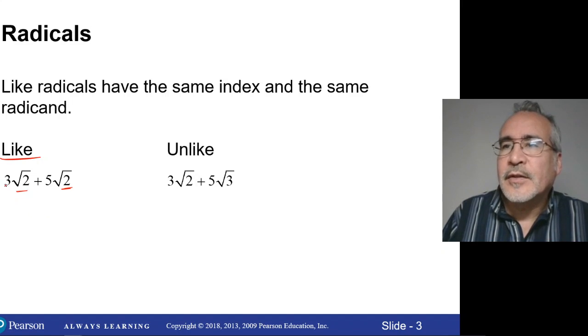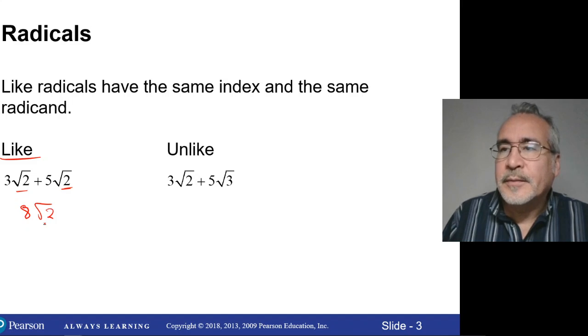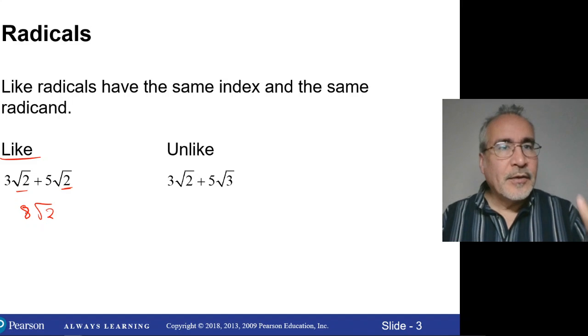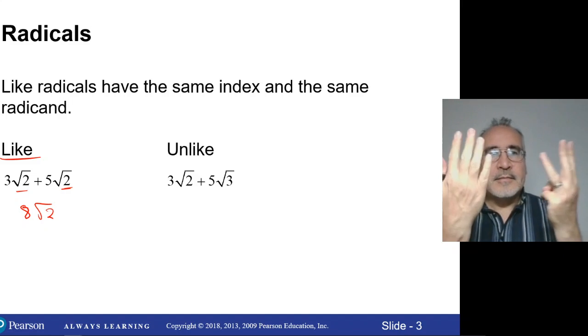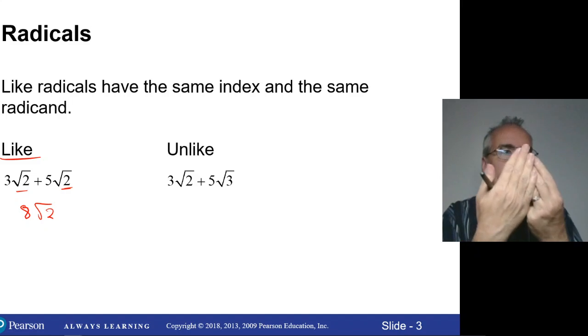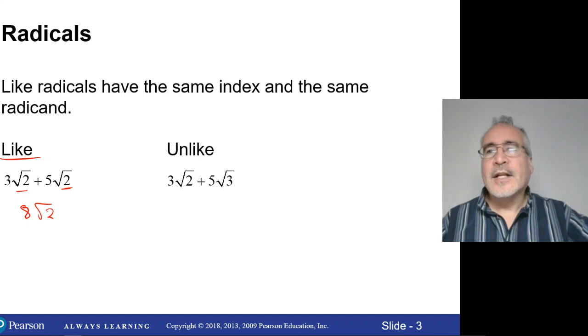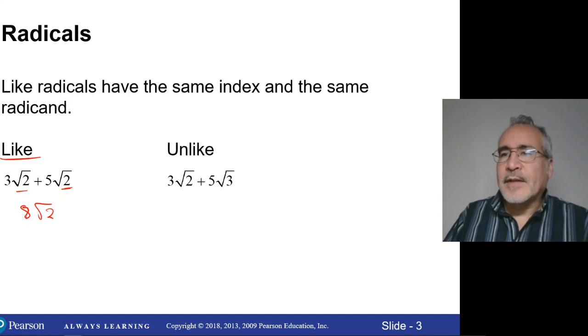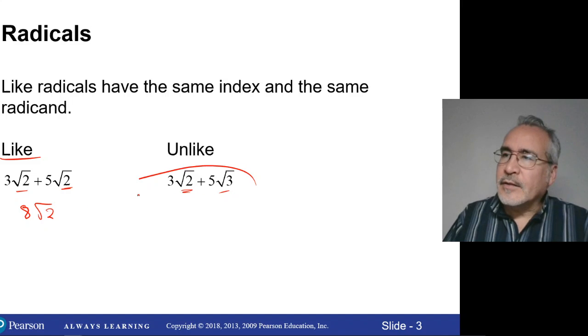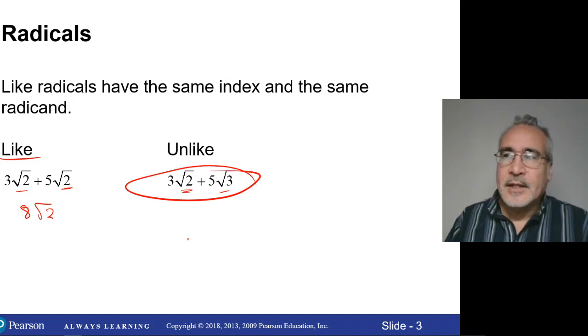And the way this works is it's really just 3 plus 5 is 8 square root of 2. It's like if I had 3 pins in one hand and 5 pins in the other, and I add them together, I now have 8 pins. Same thing the way we think of this. In like terms, I now have 8 square root of 2. Here, they're unlike, so this is all I can say. We're done. Nothing we can do.